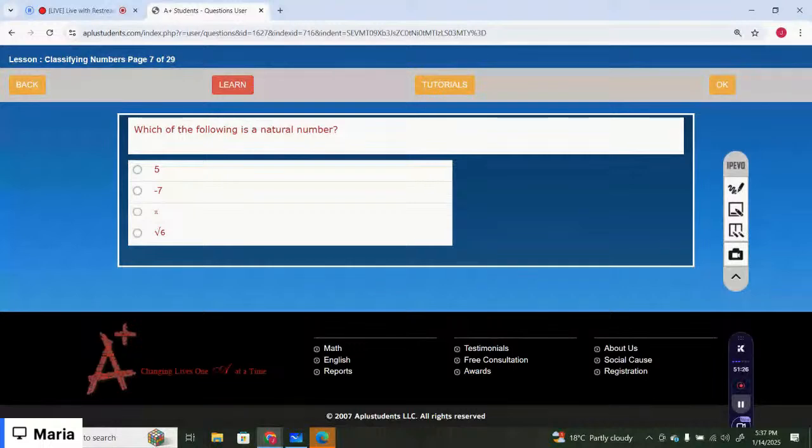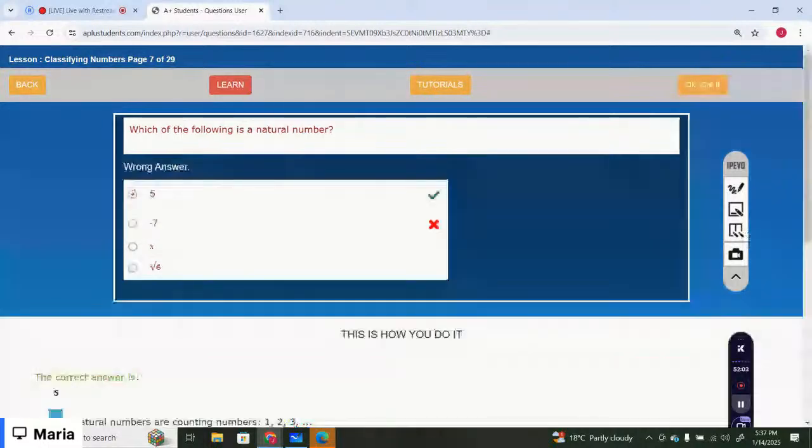Which of the following is a natural number? Negative 7 is a natural number. Oh, natural numbers cannot be negative. Sorry, 5 is a natural number.